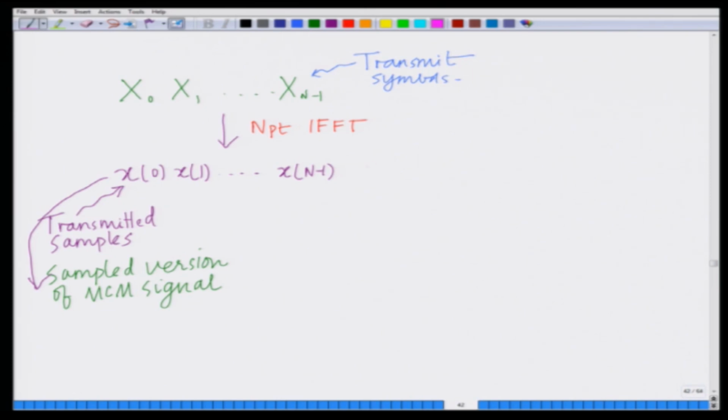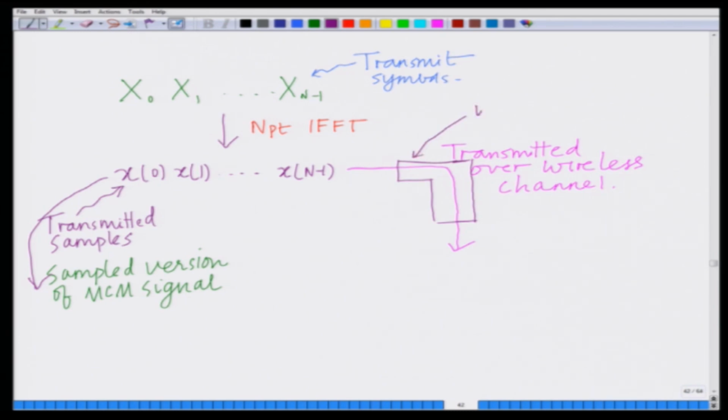Now, these samples small x0, small x1, small x n minus 1, I transmit over the channel. In fact, let me clearly write this: these are transmitted over the wireless channel. So, if I look at this part, this box is basically my wireless channel.